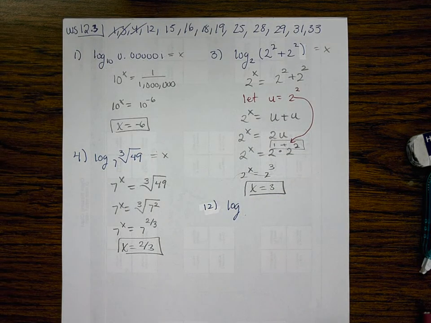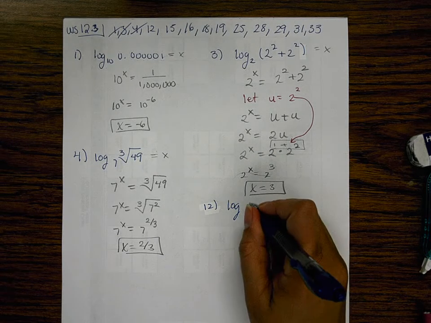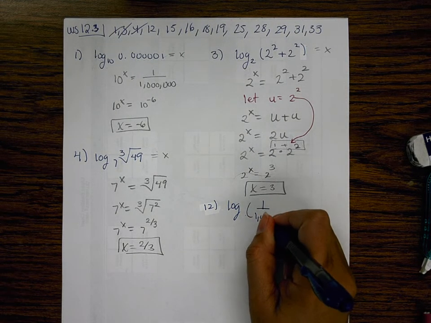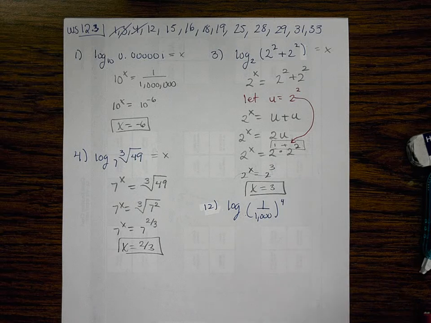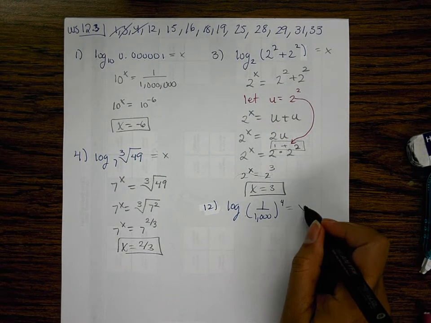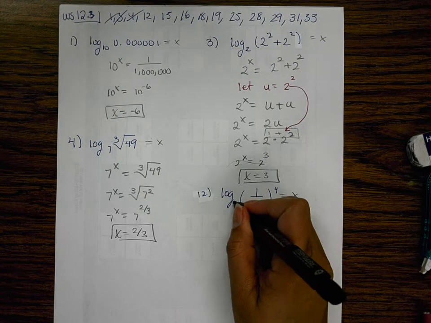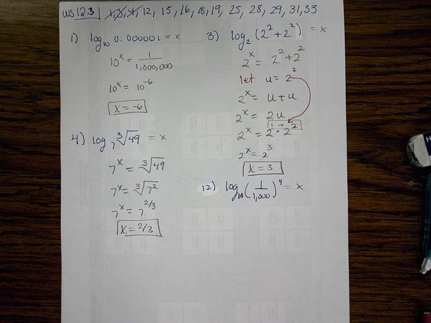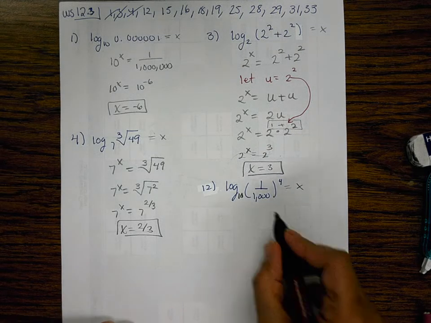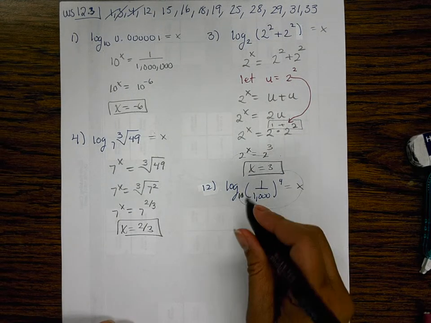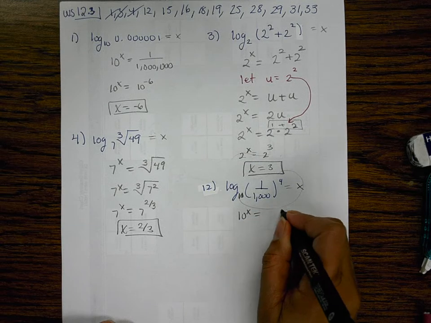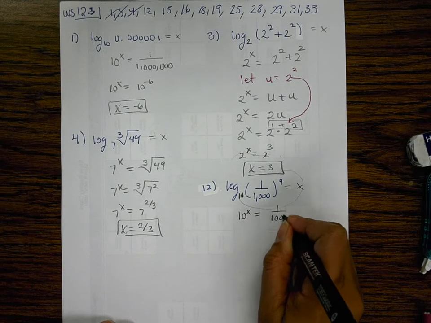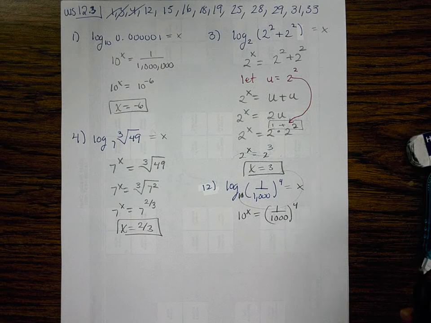log of 1 over 1,000 raised to the 4th. Okay. There's 2 things that are going to happen. I'm going to put equal to x even though that was not there, and I'm going to remind myself that's a base 10, because if there's no base, it's automatically a base 10. And then I'm going to do the wraparound. 10 raised to what power equals 1 over 1,000 raised to the 4th power.